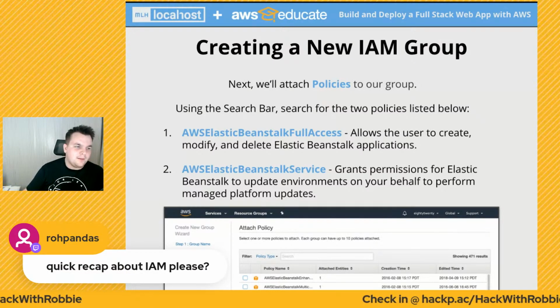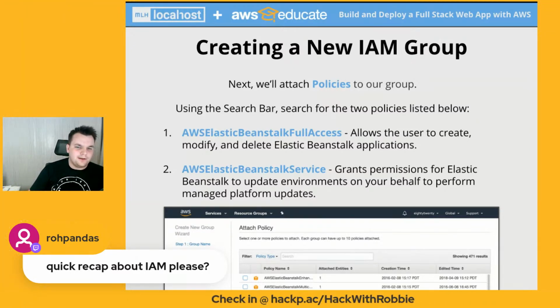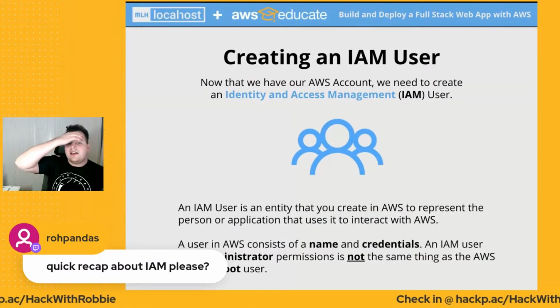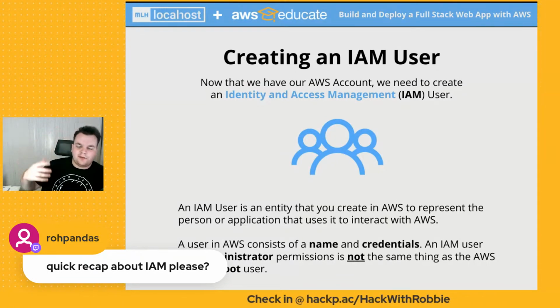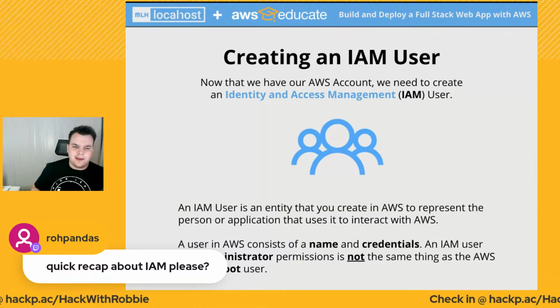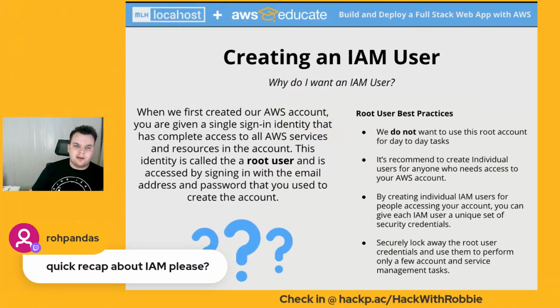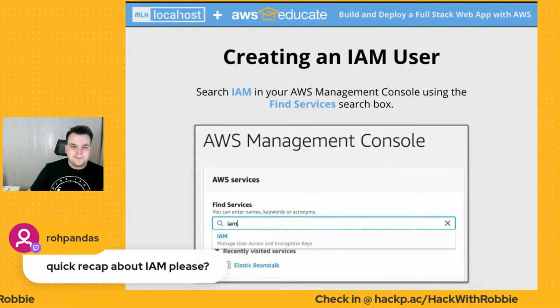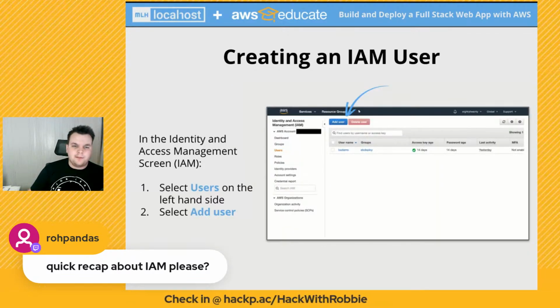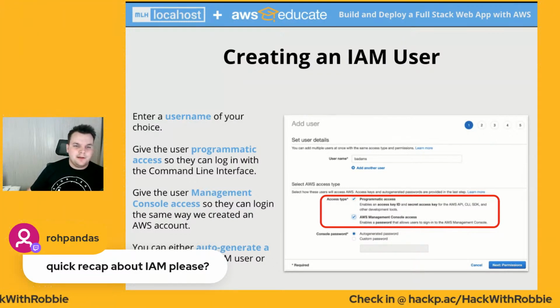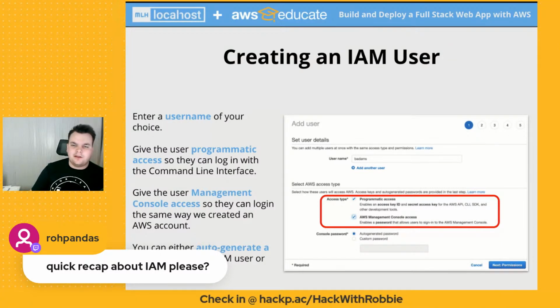Quick recap about IAM. IAM stands for Identity and Access Management. So let me flick back a few slides for you. An IAM user is an entity which you create, usually relates to a person or perhaps a machine, like a computer or something. And the user consists of a name and credentials. So we create an IAM user rather than using the root user that we've just created, because that root user has too much power. Instead, you have an IAM user which has more limited access to tasks we want to do. So we went into the console and we created an IAM user. We gave that a username, we gave them programmatic access so they can run commands from the command line, and then also management console access so they can just access through the web console.